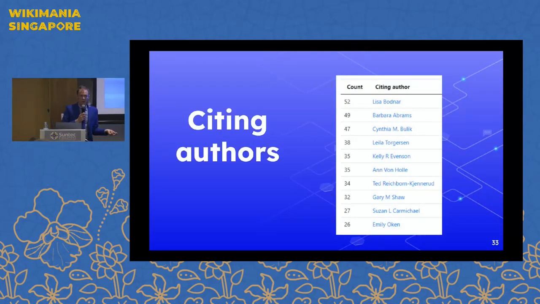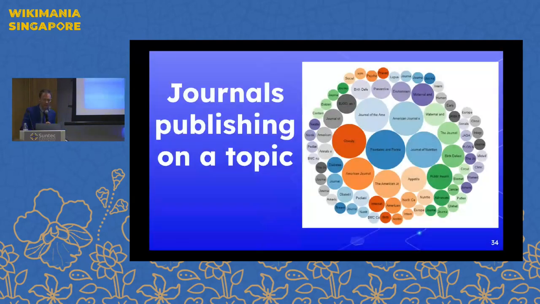Who are the authors who are citing particular papers, so you can go through the citation graph and find which papers are more popular and who's citing these kinds of things. What journals should a person read if they want information on a particular topic? You can get this from Scholia. This is all in Wikidata as well.